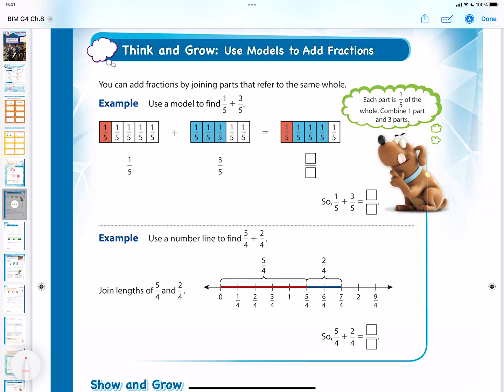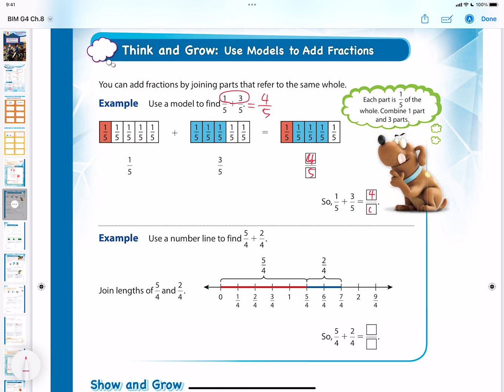Use models to add fractions. Okay. You can add fractions by joining parts that refer to the same whole. All right, example. Use a model to find 1 over 5 plus 3 over 5. Simply, you ate what? 1 slice, and your friend came in and ate 3 more slices out of 5. That means 4 over 5 slices were eaten.